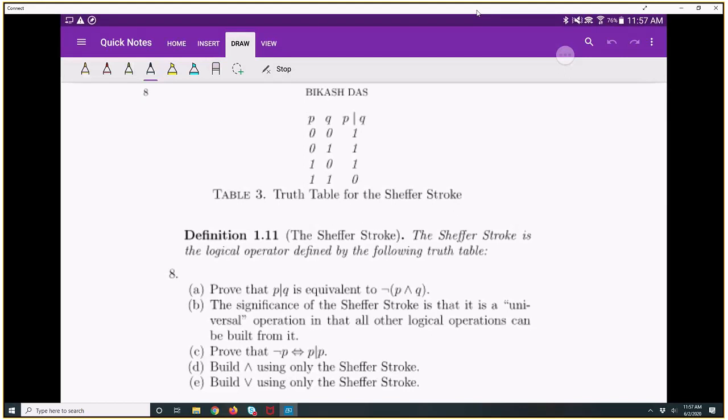In this video, we'll be continuing Module 2, Lesson 3 on propositional logic. And we have another definition here. We'll define what is called the Sheffer stroke. The Sheffer stroke is the logical operator defined by the above truth table.